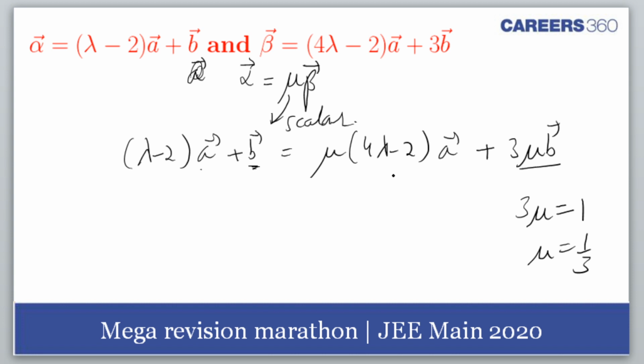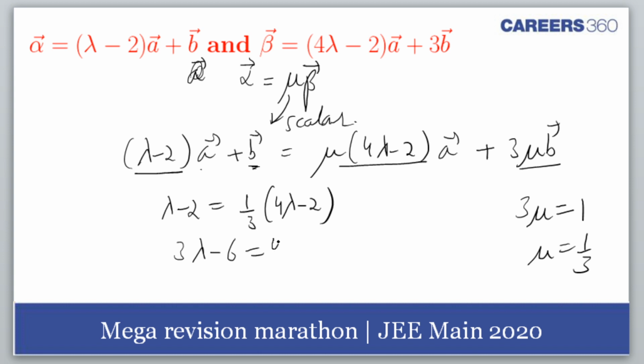Now when I get mu equal to 1 by 3, I'll equate the a coefficient also. That would be lambda minus 2 equal to 1 by 3 times (4 lambda minus 2). Am I right? So 3 lambda minus 6 is equal to 4 lambda minus 2. Minus 2 goes here, so minus 4 is equal to lambda. This is the value of lambda which we get. Isn't that right, students? Yes, Varsha. Very good. Minus 4 you get.